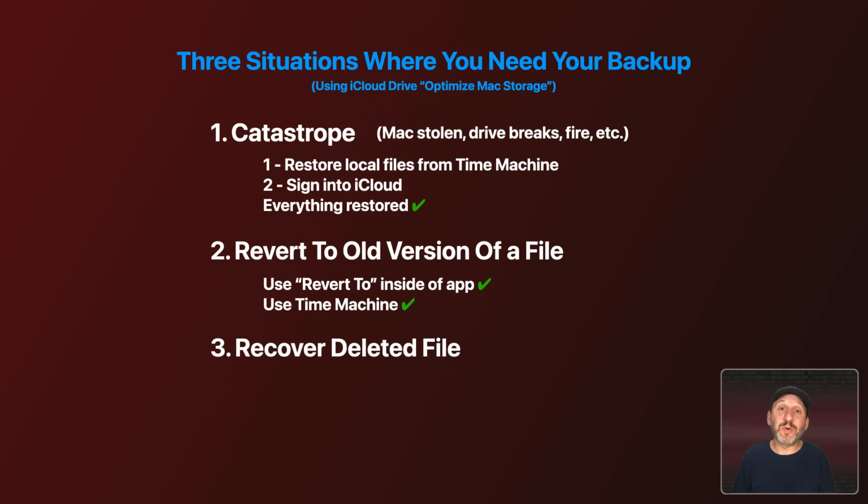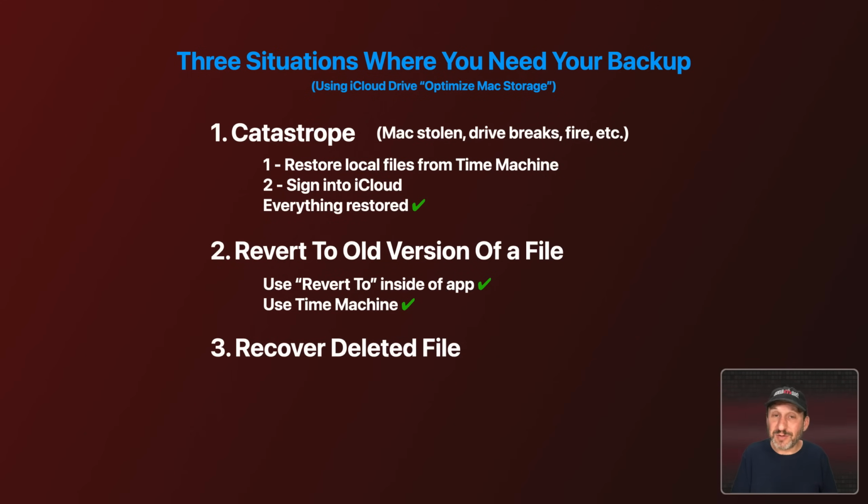Now what about the situation where you revert to an old version of a file? Well, chances are you don't need Time Machine at all to revert. Most modern apps like Pages, Numbers, and Keynote, or even things like Microsoft Word, have a function where you can revert to a previous version of the file. So you can just revert to that previous version inside the app. No need to access your backup. But let's say it's a file that doesn't have that. It's a graphics file or something with an app that doesn't have a revert to function.